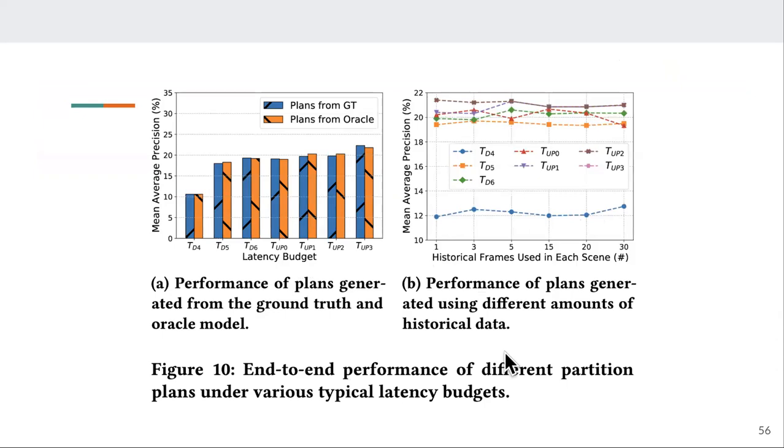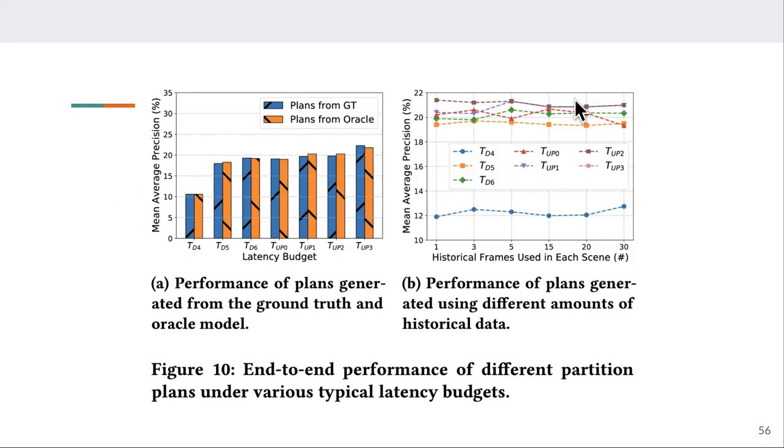And also we have the performance of plans generated from the ground truth and the Oracle model. So recall that at the beginning when we don't have any ground truth, it's a common approach to use an Oracle model, which is a pretty good model, to produce those pseudo labels as ground truth. And what this one tells us is that the plans generated from ground truth and the plans generated from Oracle are pretty similar in terms of latency budget and mAP.